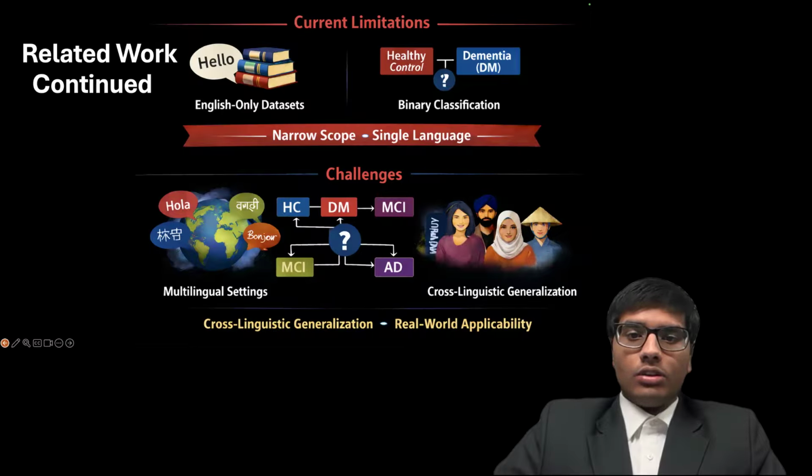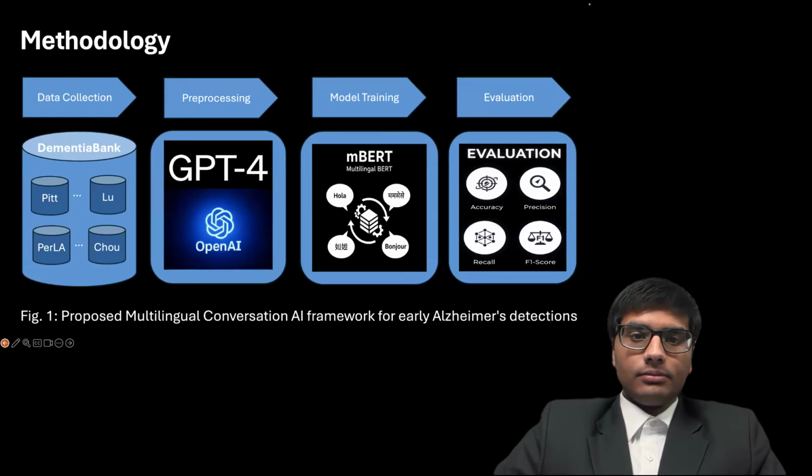Models trained solely on single language datasets lack cross-linguistic generalizability, performing poorly in other languages. These limitations reduce real-world applicability. To address these limitations, we introduced MCon AI. MCon AI is a multilingual conversational AI framework that provides multi-class classification. It allows low-cost early detection as it doesn't require MRI or PET scans, which are expensive.